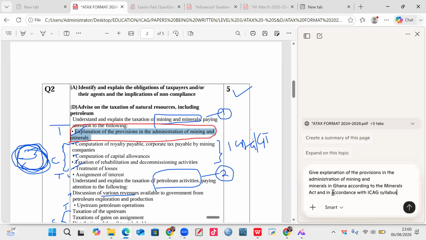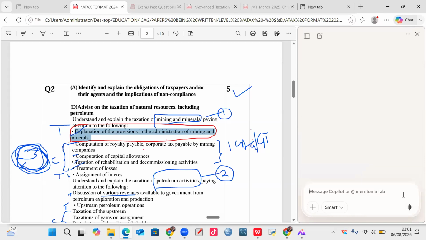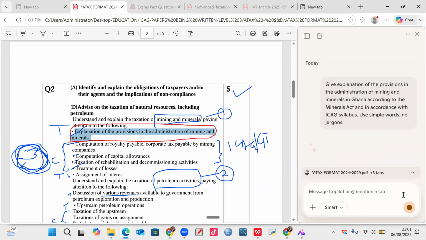That's it. So here, it will restrict every mining and minerals operation to Ghana, to refer to all the Minerals Act of Ghana, right? And it would also give consideration to the ICAG syllabus. I'll say use simple words, no jargon, before it goes and brings big words to confuse my life. All right, good. So let's see what it will say.